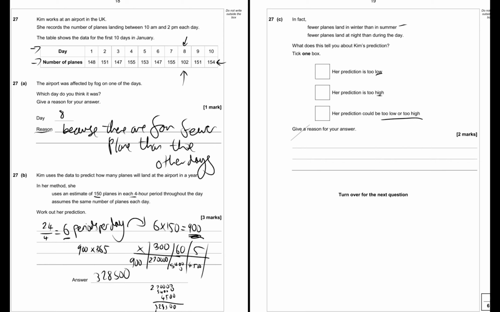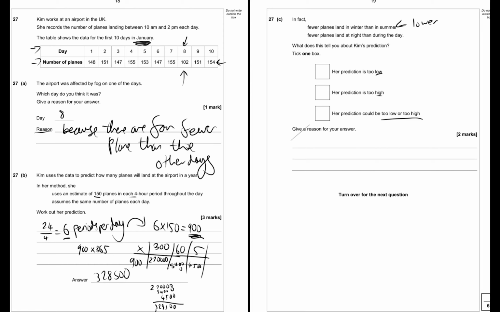Okay, let's look at this sentence. Fewer planes land in the winter than in summer. So, when is she taking her survey? So she's taking her survey in January. So that means her data will be lower for now. So her data is going to be lower than average, or lower than normal.